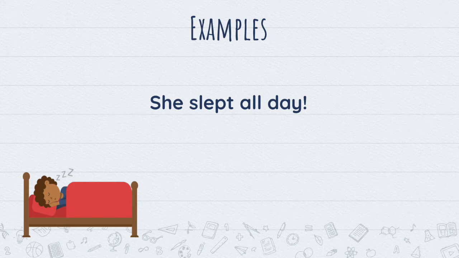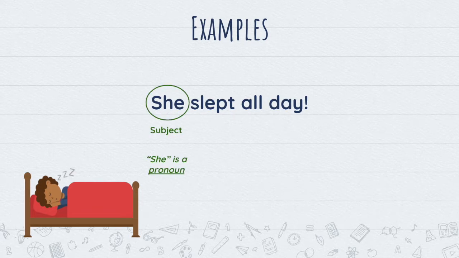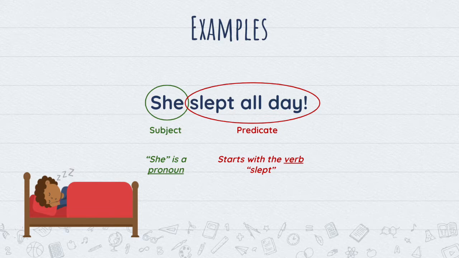Let's take a look at another example. She slept all day. Who is this sentence about? What is the subject of the sentence? The subject of the sentence is the word she. It's a pronoun. Instead of saying her name again, this sentence has a pronoun. It says she slept all day. So the word she is the subject of the sentence. What about the predicate? The predicate would be slept all day. I know that that's the predicate because that is the information I'm learning about she in this sentence, and also because I see the word slept, which comes from the verb to sleep. So the predicate would be slept all day.